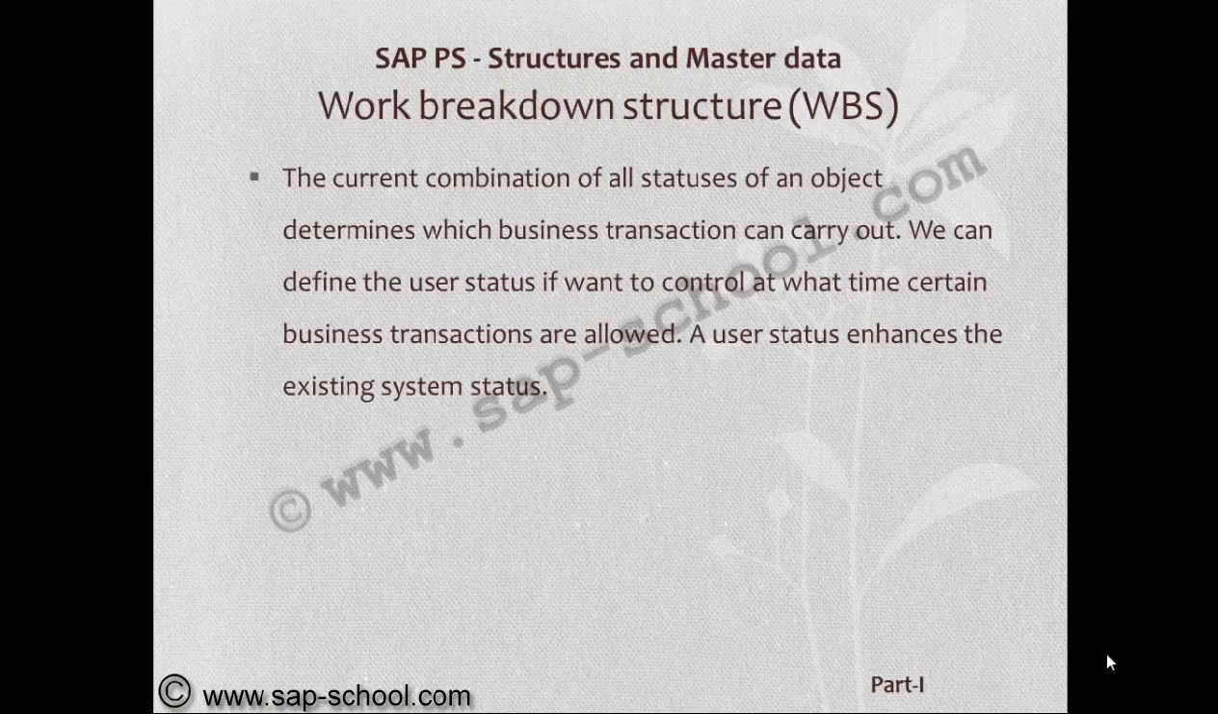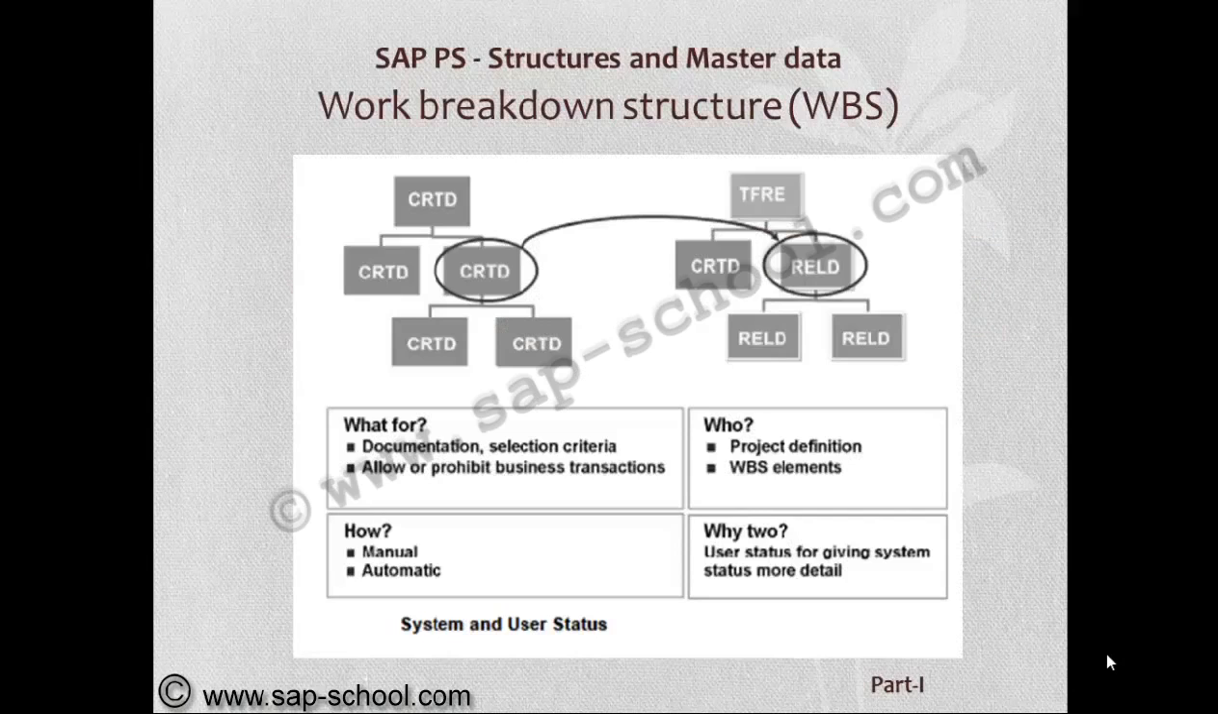So this is about user statuses used in project management, which influence the business transaction as and when required, as defined in the status profile. Now this is one scenario we can see about the system status and the user statuses. The documentation and selection criteria for the project definition allow and prohibit business transactions of WBS elements. We can do this manually and automatically also.